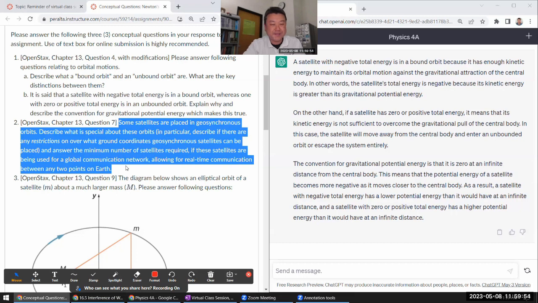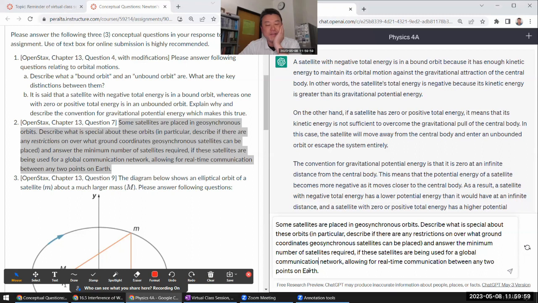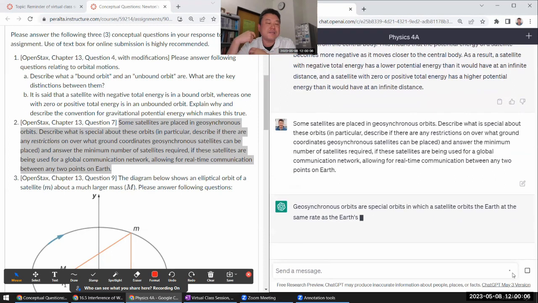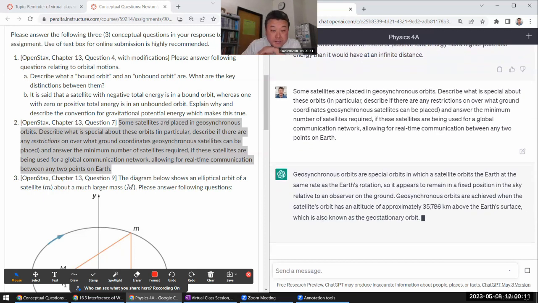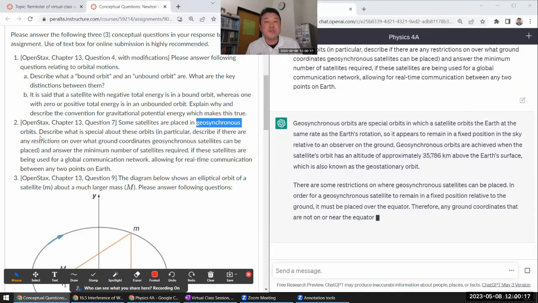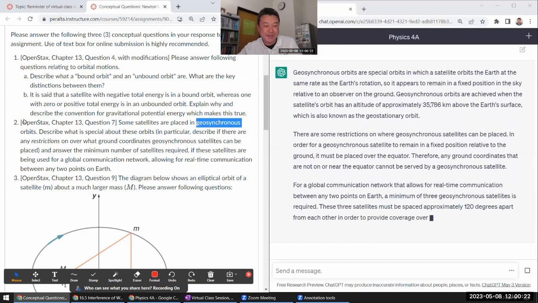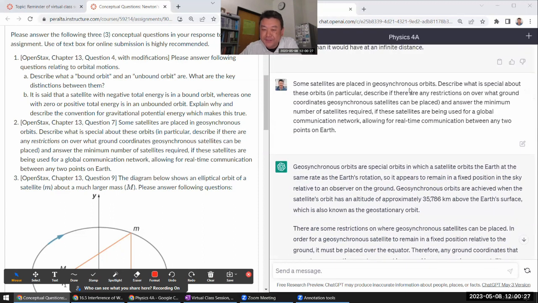Some satellites are placed in geosynchronous orbit. By the way, I use the word geosynchronous to mean something else. I know it's not standard to use, but it's a habit, so I'm just keeping it that way. Oh, actually, this is okay. This is not my wording, so it's actually correct to use. I use the word geostationary when I should say geosynchronous, but because this is a textbook question, they use the word correctly. Okay, so the question was, describe what is special about this orbit.